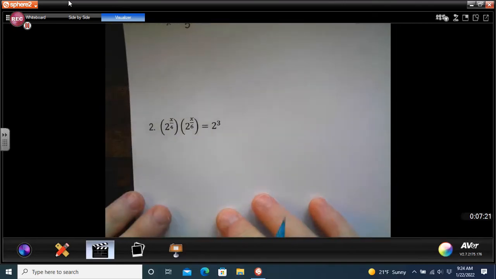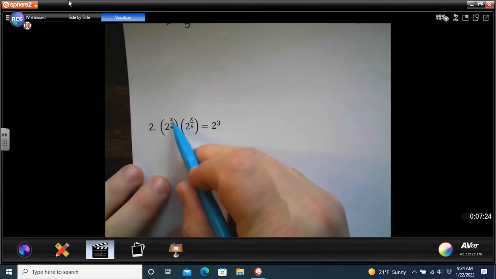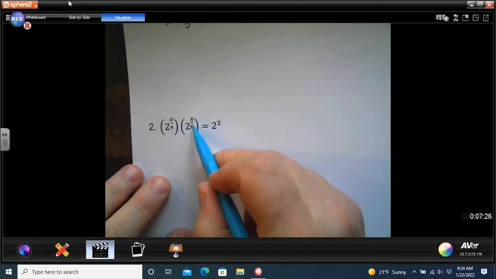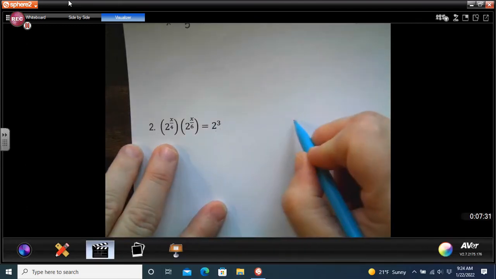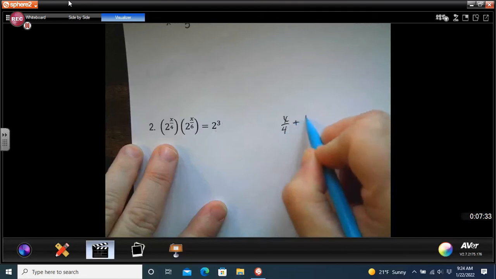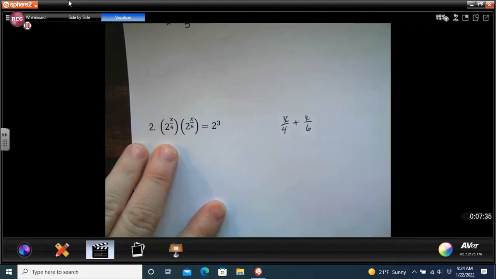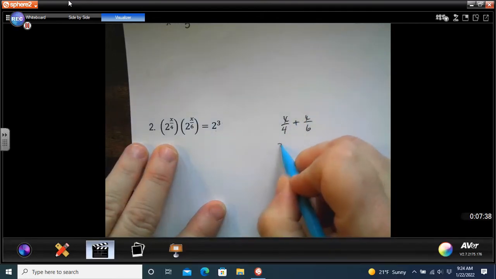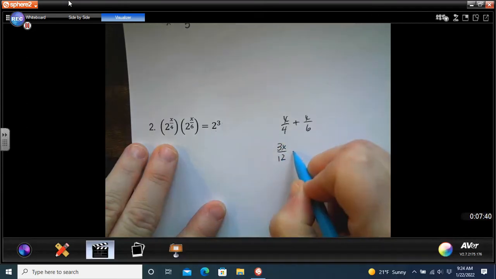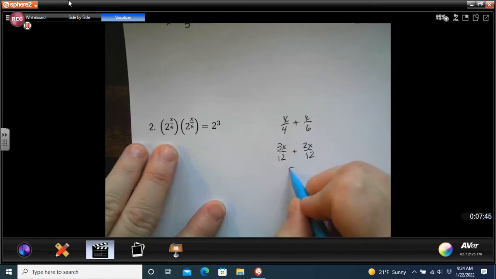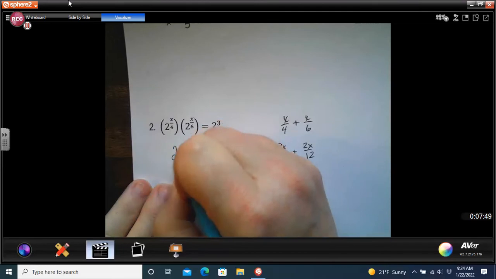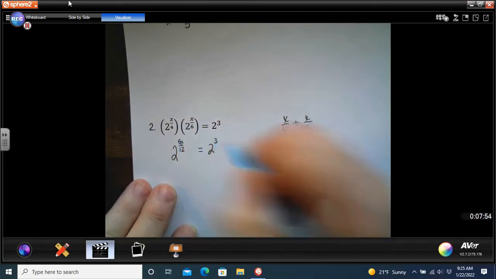Another example, I have 2 to the x over 4 times 2 to the x over 6 equals 2 to the 3rd. So x over 4 plus x over 6, my common denominator would be 12. So this would be 3x over 12 plus 2x over 12, which is 5x over 12. And so here I have 2 to the 5x over 12 equals 2 to the 3rd.